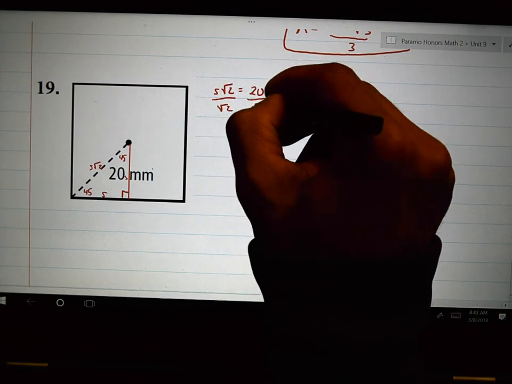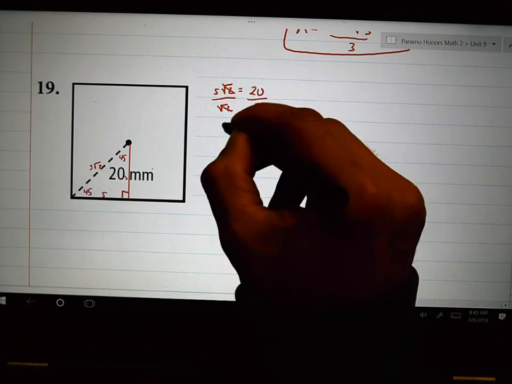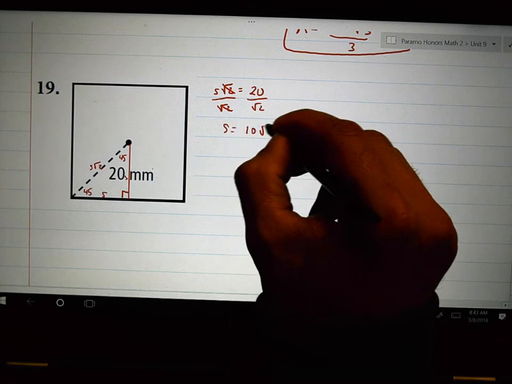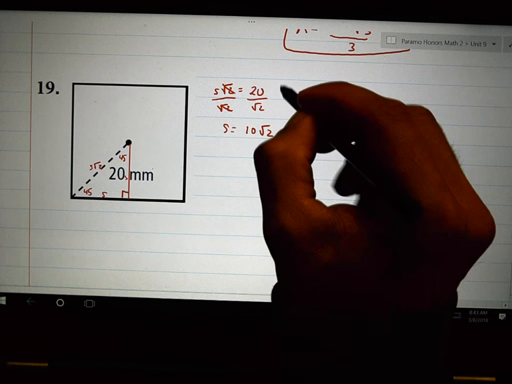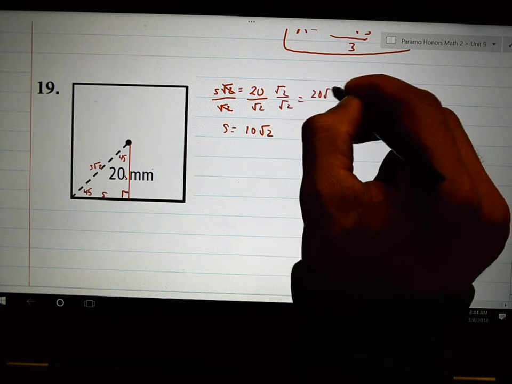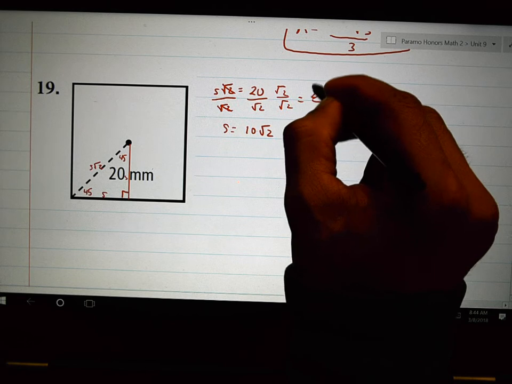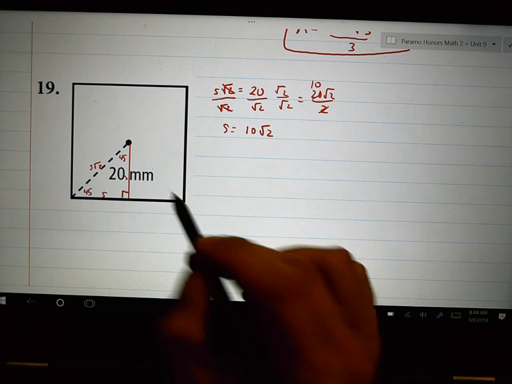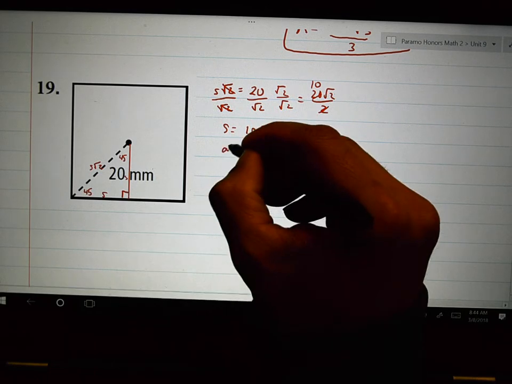on both sides. You would rationalize this, and it comes out to 10 root 2. If you don't know how to rationalize, you multiply by root 2 over root 2. You get 20 root 2 over 2. 2 goes into there 10 times. That's the long way to do it. I kind of just rationalize in my head sometimes. That means your apothem is 10 root 2.